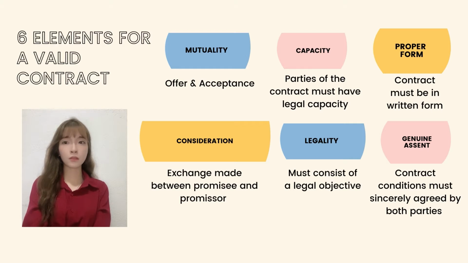Proper form means the contract must be in written form and should be stated clearly and understood by both parties. Lastly, genuine assent means the party must genuinely and truly agree to the contract terms. The contract will automatically be considered void if any of these important essentials is missing.